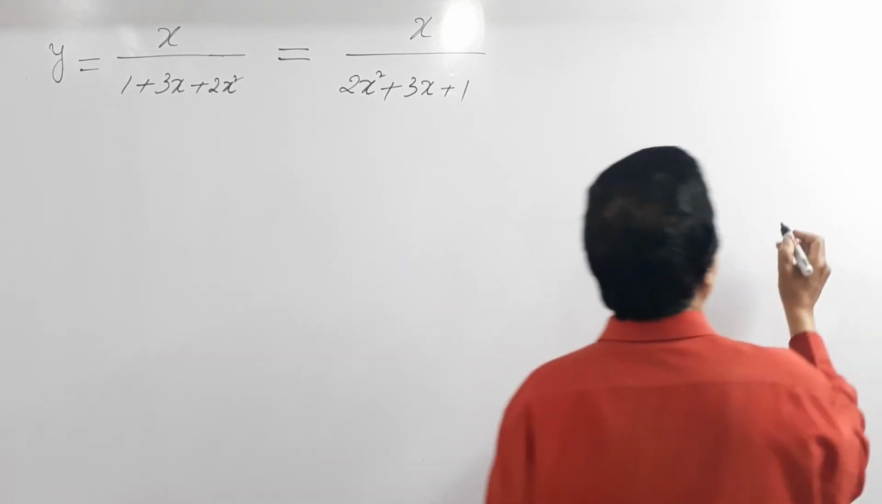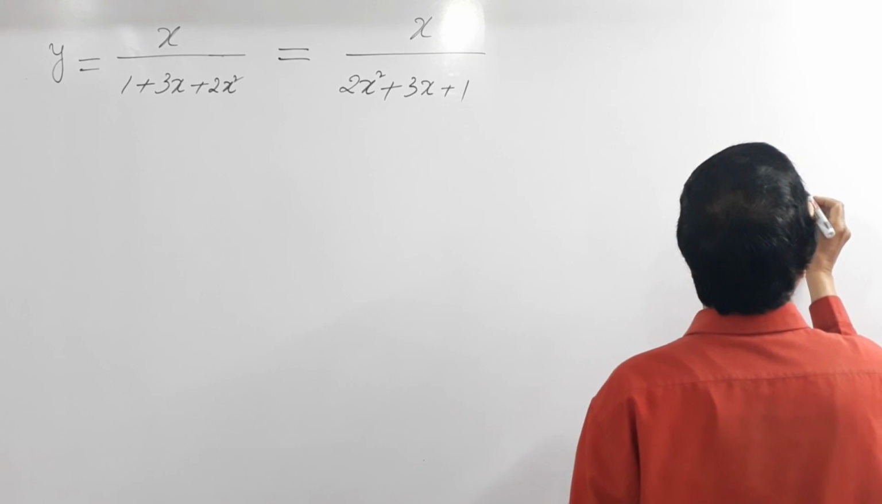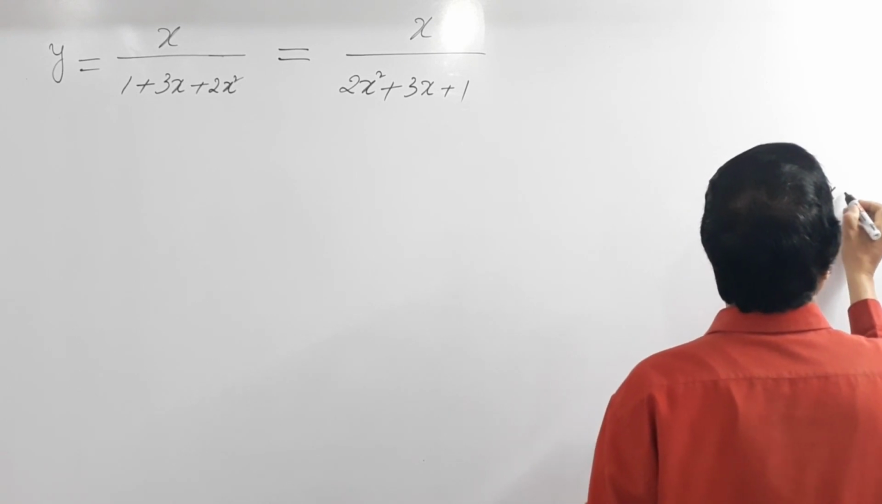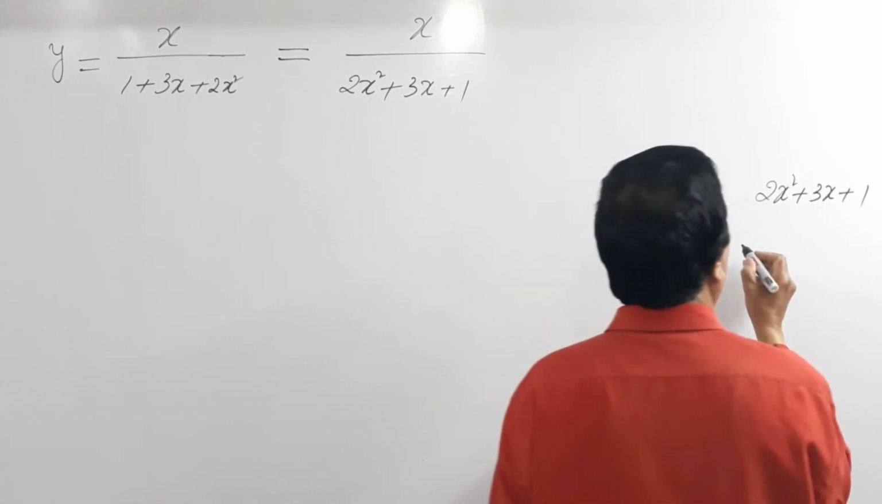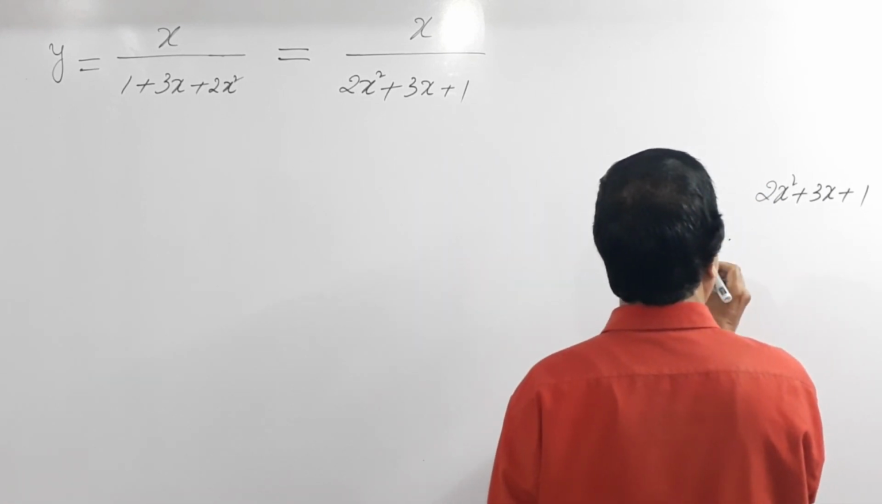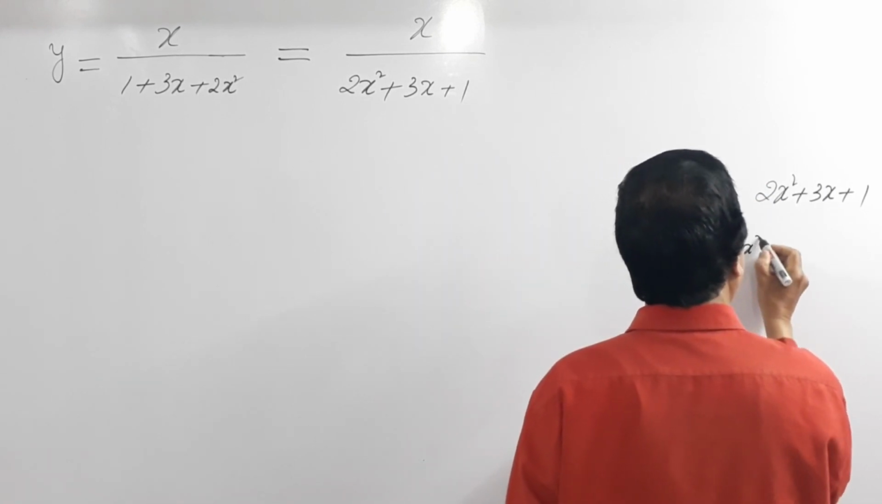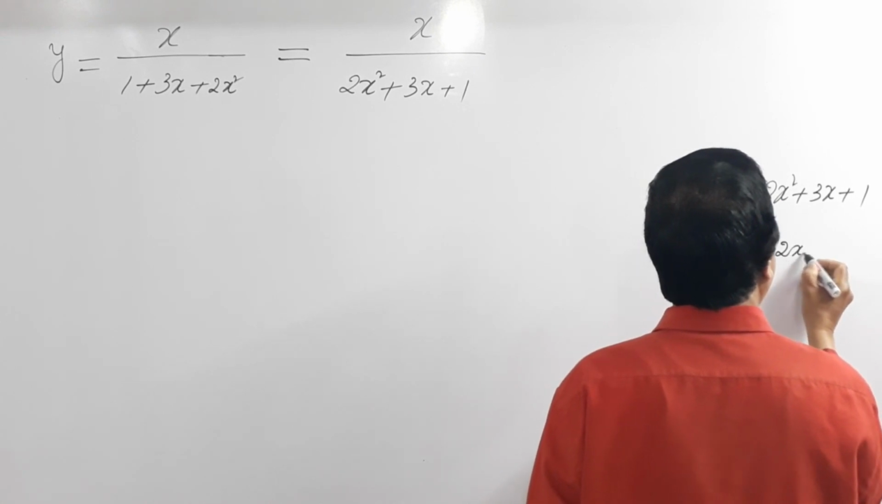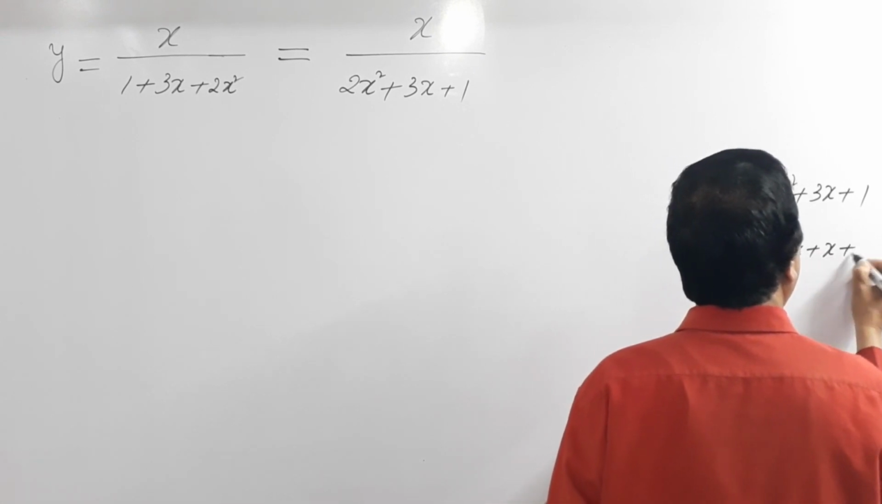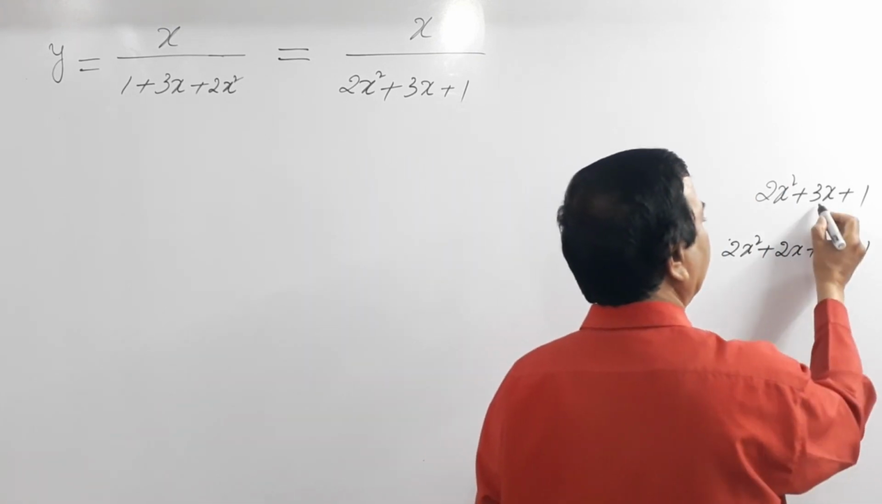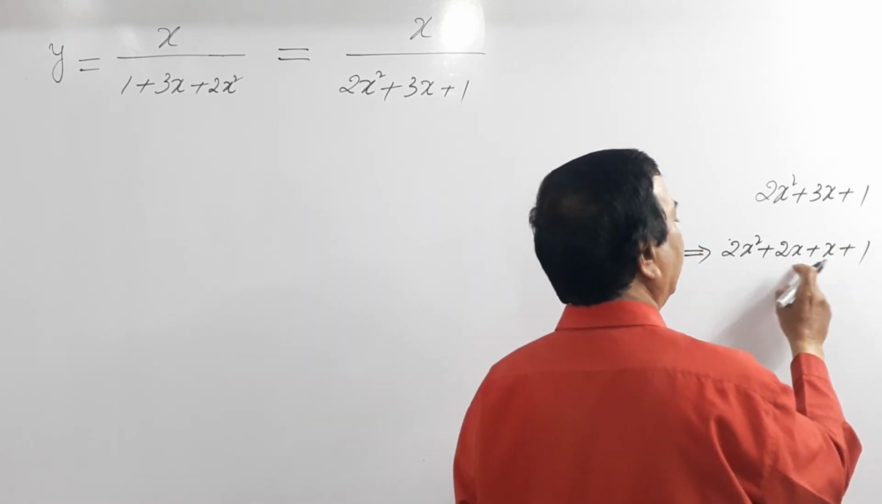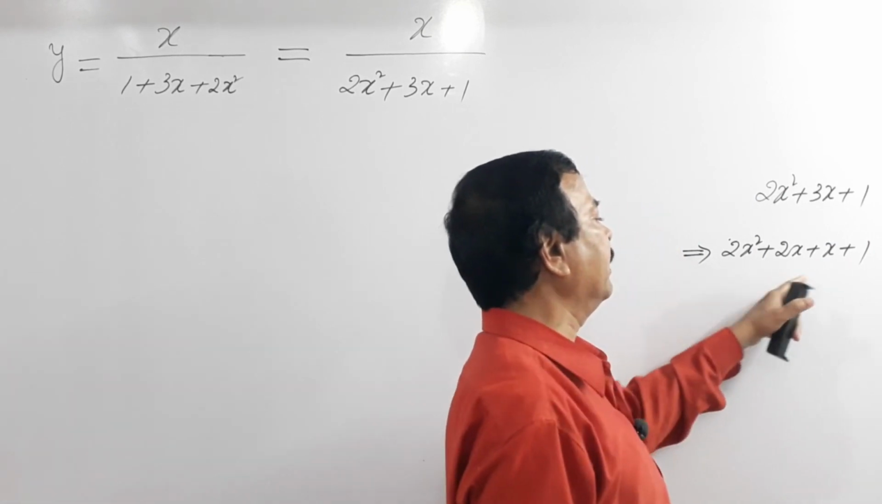So what happens, I have 2x square plus 3x plus 1. So what I do, I will introduce this. I can write this as 2x square plus 2x plus x plus 1. If you add up, you get 3x, and if you multiply, the product is 2x square times 1.